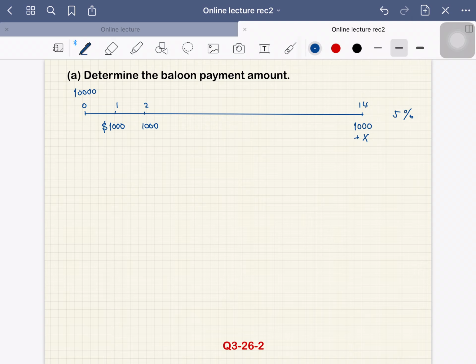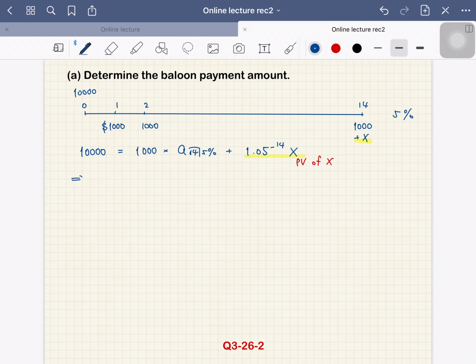Okay, so if we want to solve this, 10,000 is the present value of this cash flow, and the other side is 14 years of the $1,000 payment at 5% plus present value of x. So that is 1.05 to the power negative 14 times x. So this is the present value of x.